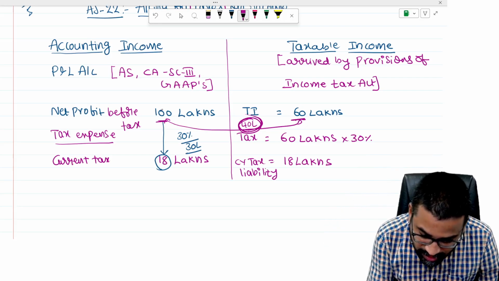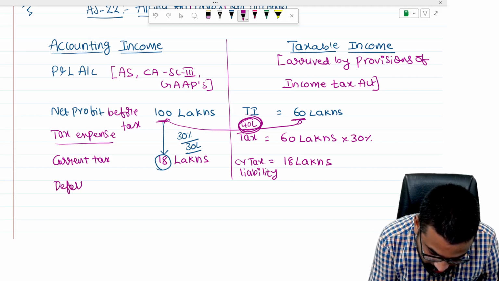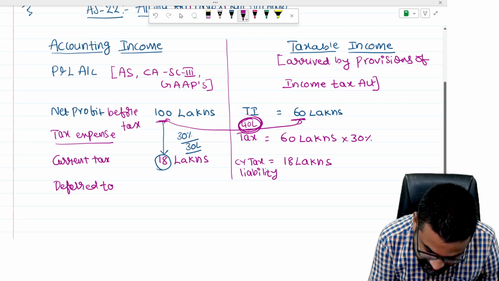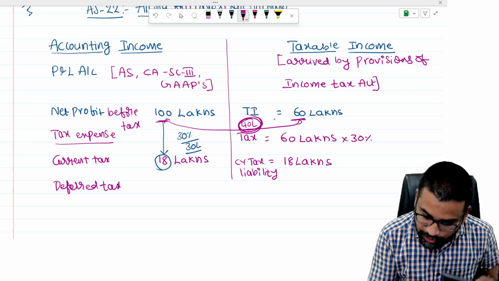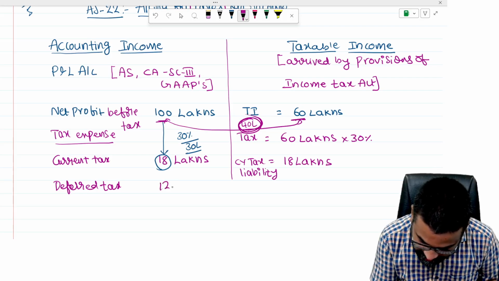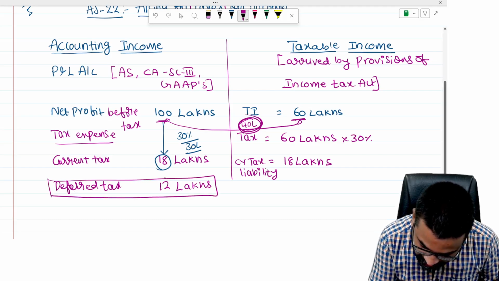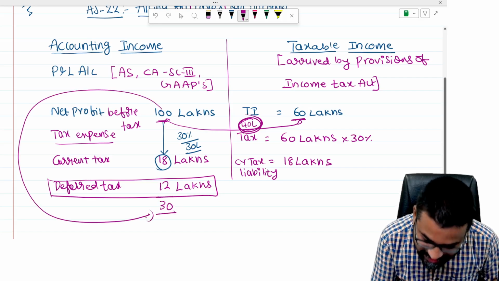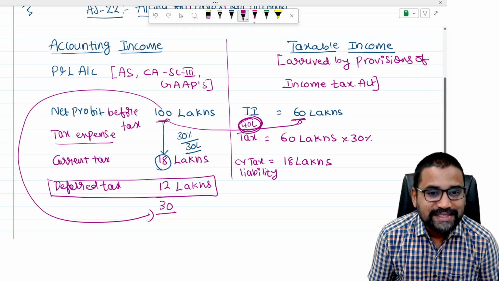Suppose here 100 lakhs is my net profit. If I say deferred tax, suppose 40 lakhs into 30%, because the difference is 40 lakhs, into 30%, so it will be 12 lakhs. Now see, because of this deferred tax, what is my tax expenses now? 18 plus 12, it will be 30 lakhs, which is exactly matching with this. 100 lakhs into 30%, now also tax expenses is 30 lakhs.